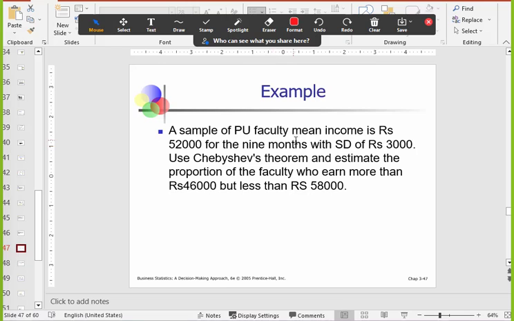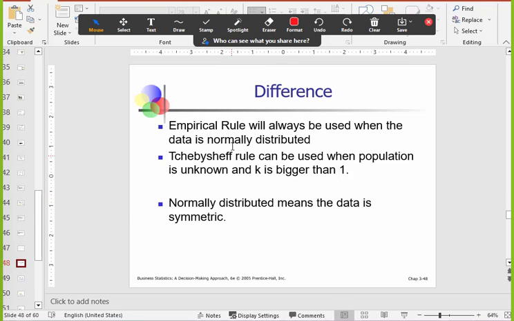The next slide, this is another example. So this is for you as an activity. The upper and lower limits are given, you need to find the k and tell what is the percentage of faculty who have income between this range. Okay. Next, there's another difference between the empirical and Chebyshev theorem. The empirical theorem is always used when data is normally distributed.